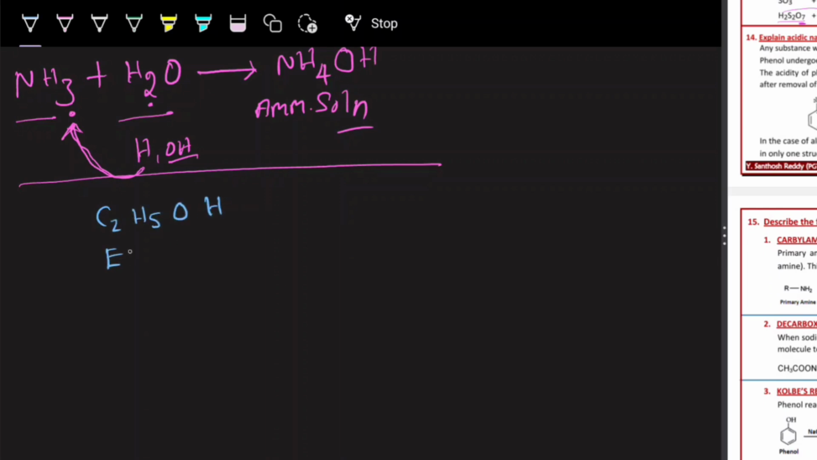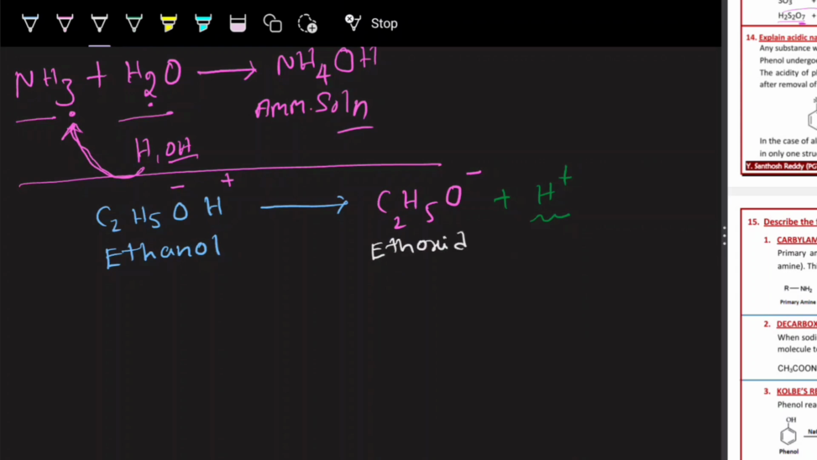C2H5OH. This is called ethyl alcohol or ethanol. So ethanol generally loses this H plus ion. So this can be written as C2H5O minus and H plus. When it loses H plus ion, it becomes C2H5O minus and H plus. So by releasing this H plus ion, this can act as an acid. Ethoxide ion is formed along with the hydrogen H plus ion that will be released. Since ethyl alcohol is releasing H plus ion, it acts as an acid.